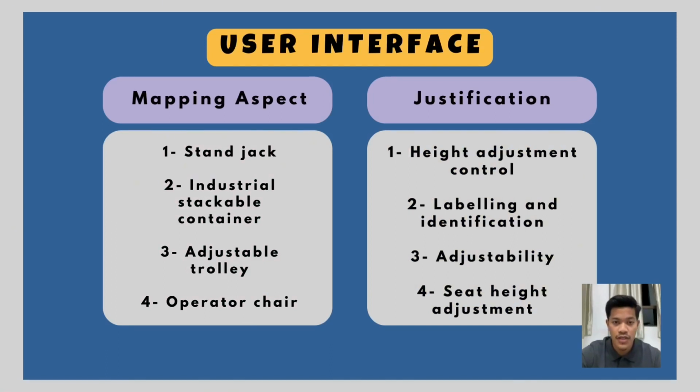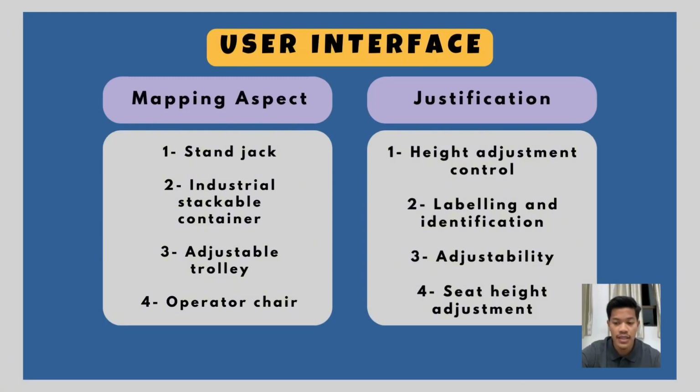So I will explain the user interface and mapping aspect. The first one is the stand jack, with height adjustment control. If the stand jack is adjustable in height, the user interface should include intuitive controls for raising and lowering the jack. This control should be easy to reach and operate without requiring excessive force and equipment position, minimizing the risk of strain or injury.